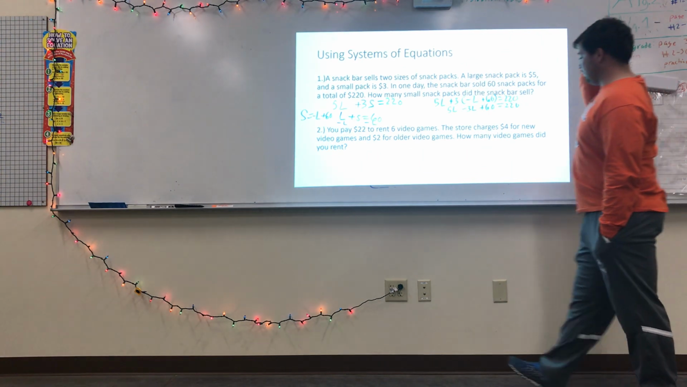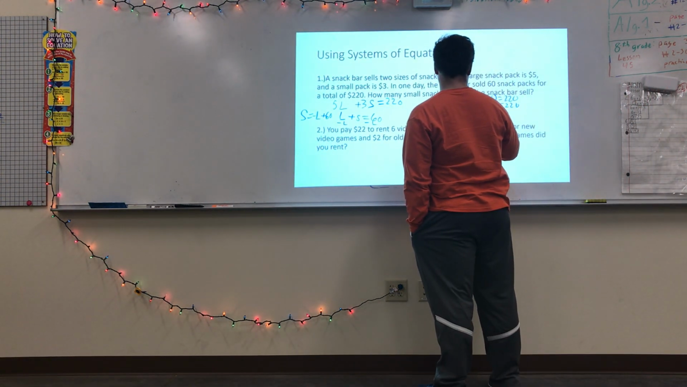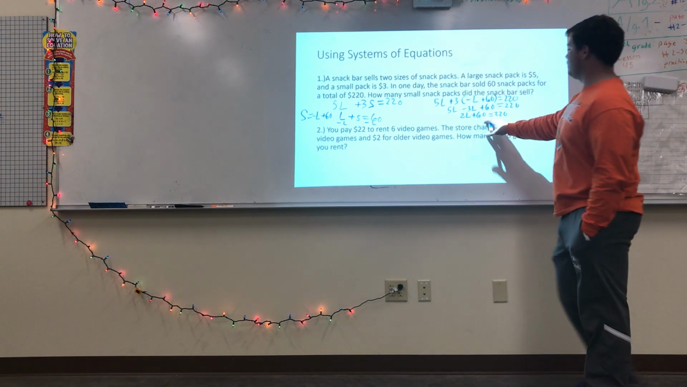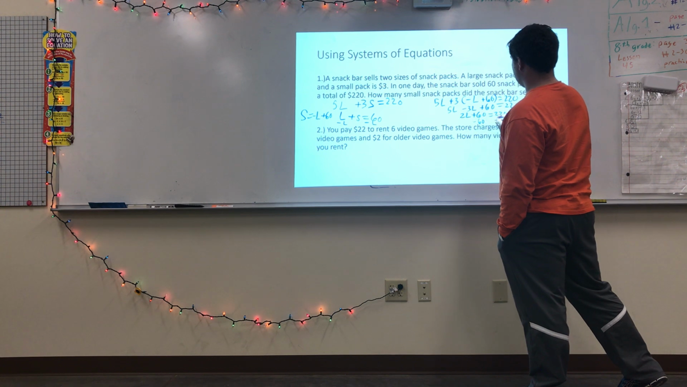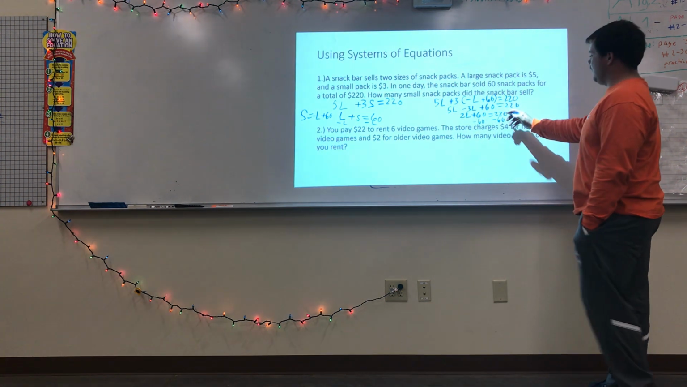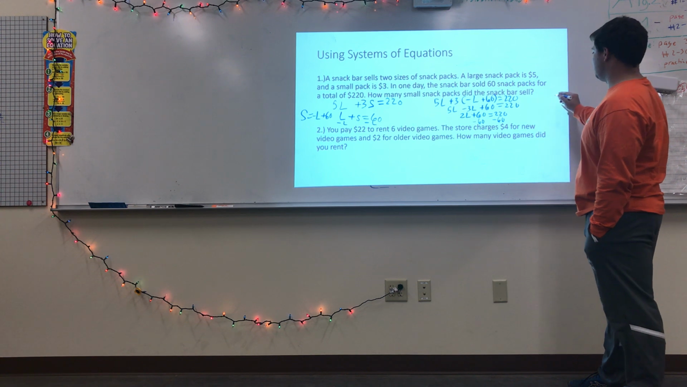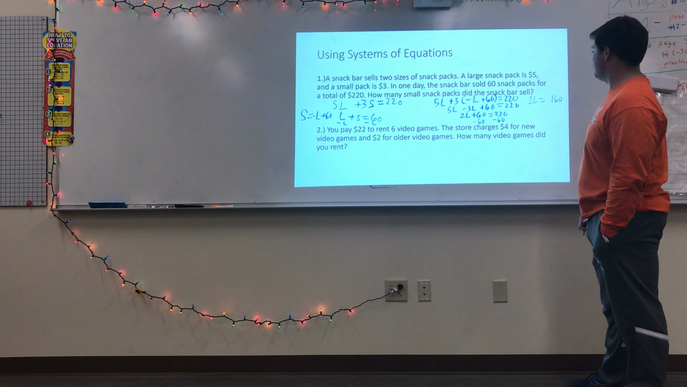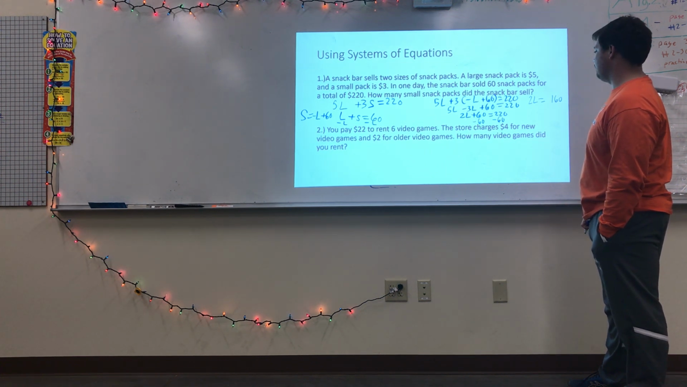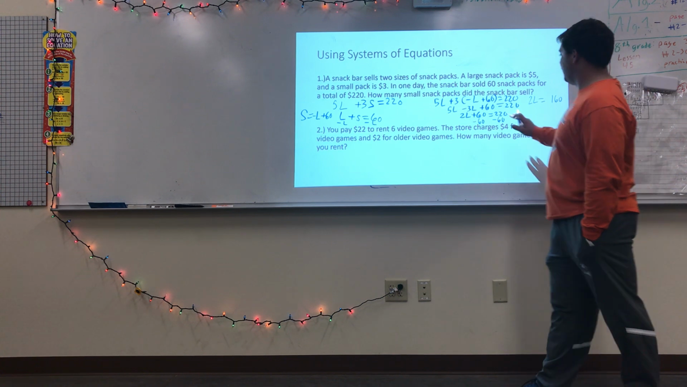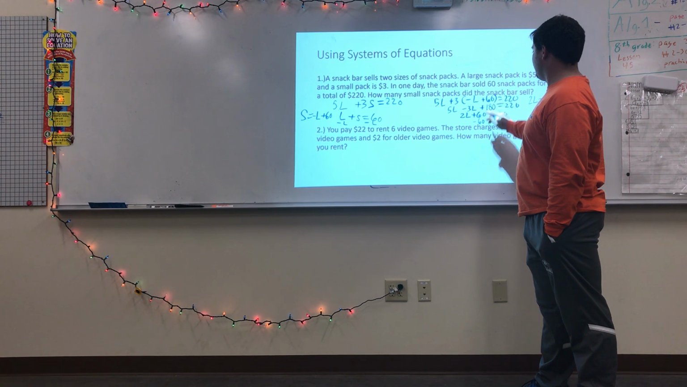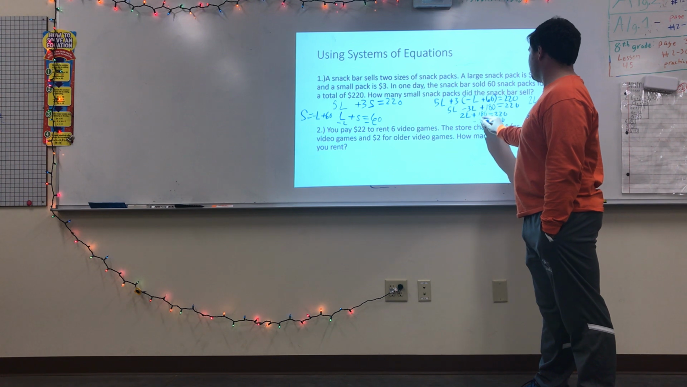I'm going to combine my 5L and my negative 3L, and I'm going to get 2L plus 60 equals 220. I would subtract over my positive 60 to the other side, which is going to leave me with 160, I believe. So you're going to have 2L equals... I forgot to do one thing. I didn't distribute my 3 to my 60. So this is 180, so we're going to be subtracting 180.